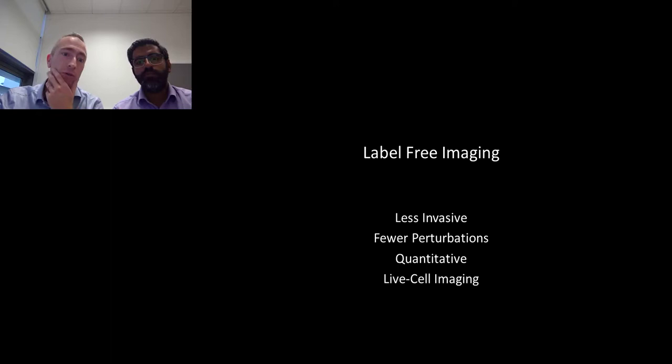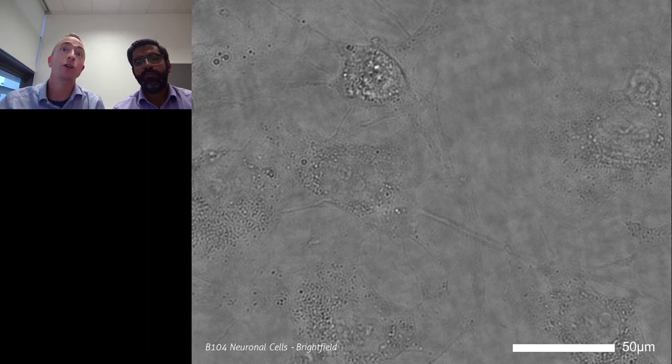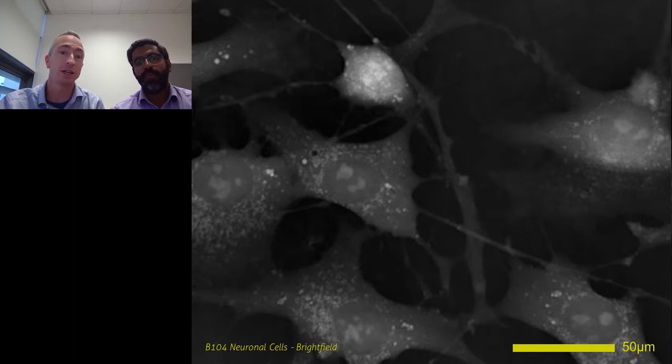So ptychography is a form of quantitative phase imaging, and it can take your normal image, as you can see here, and it can convert it into a high contrast image, which looks very similar to a fluorescence image, but isn't fluorescence. It's a quantitative phase image from a sample that has not been labeled with any stains whatsoever. And that's important. And this next movie shows something quite important.